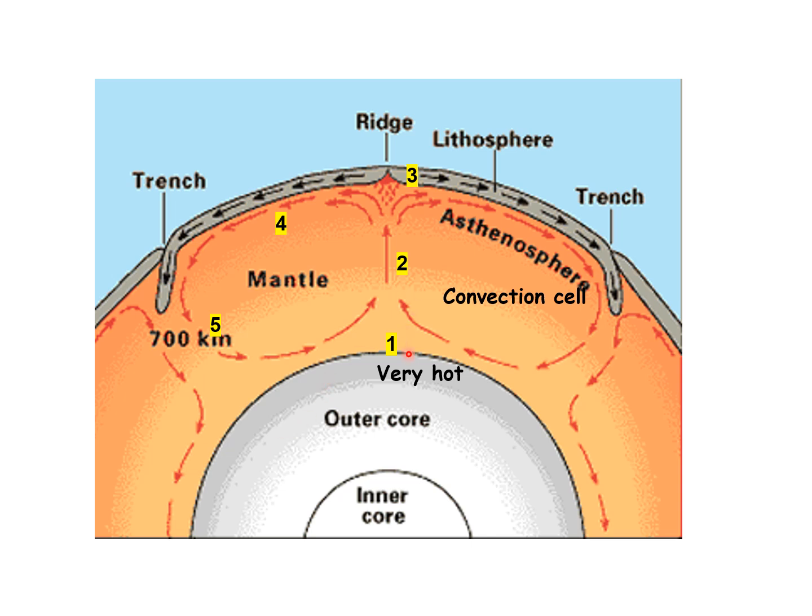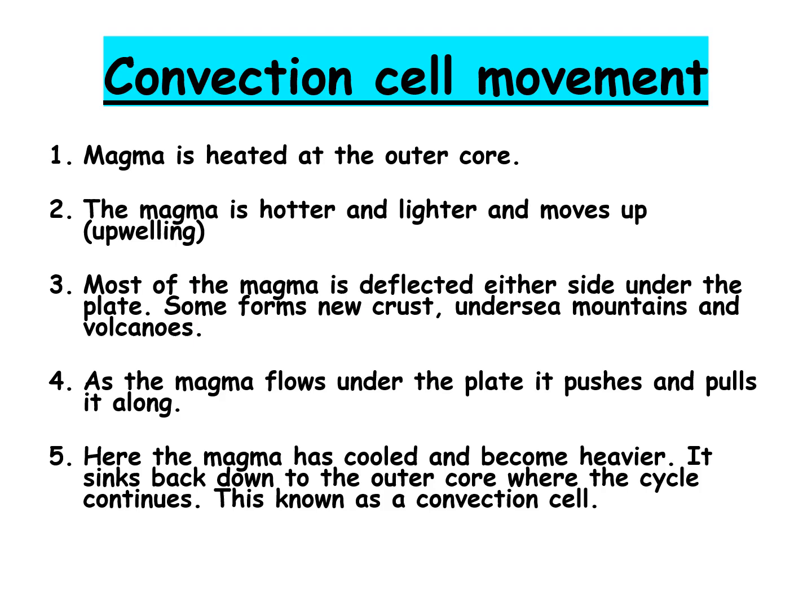So I'll move on to the next slide and read out those. It's a bit of a repeat of what I said before, but done in very, very clear steps. Okay. So step 1, if you can just try to visualize that. Step 1 is the magma is heated at the outer core. Step 2, that's the bit where it's rising up. That's because it's hotter and lighter. That's the upwelling.